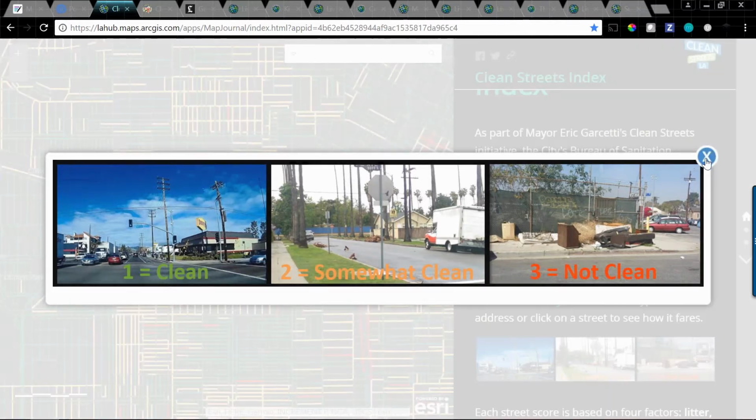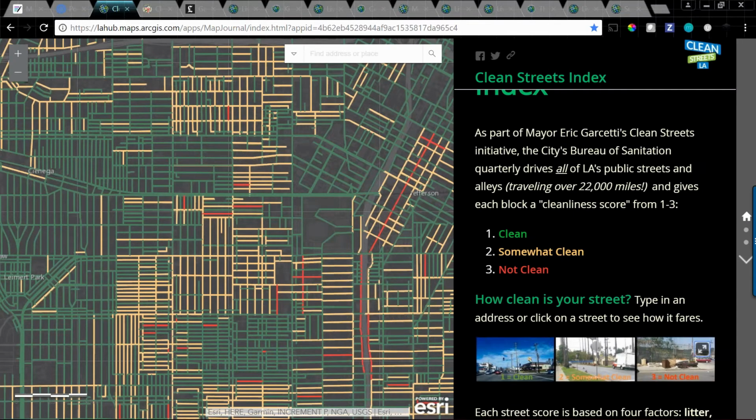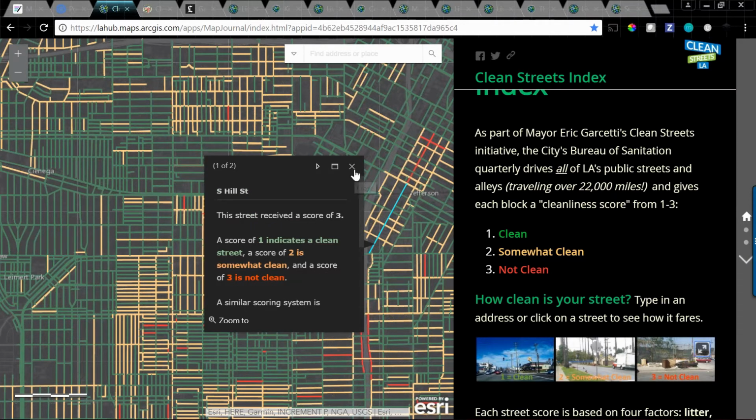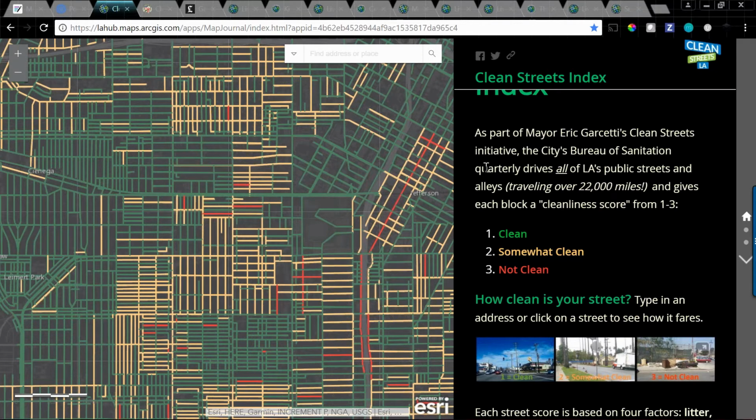And it's pretty neat. The city drove over 22,000 miles and recorded all the streets, and they wrote down, let me click on one of the red streets, is there a presence of bulky items, like a big couch, illegal dumping, or loose litter and weeds? They accumulated these individual factors to create a score of 1, 2, or 3. This is something I'd like to point out with policy maps: as Jim mentioned earlier, we keep it very simple, easy to understand, and the opportunities to intervene are the streets shown in red.